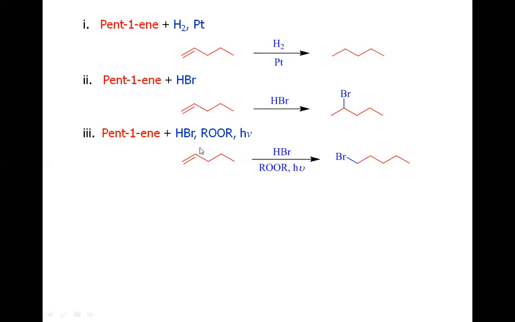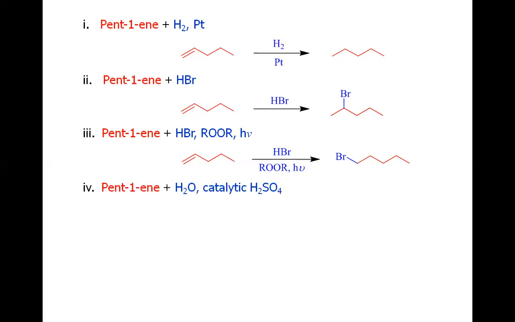easily. If you are not getting it, you have to just accept the fact that when HBr is added to an alkene, it simply follows the Markovnikov rule. But when HBr in the presence of dialkyl peroxide and sunlight is added to the alkene, it follows the anti-Markovnikov rule. Now let us discuss the fourth reaction.